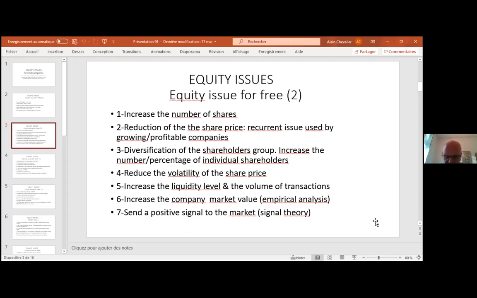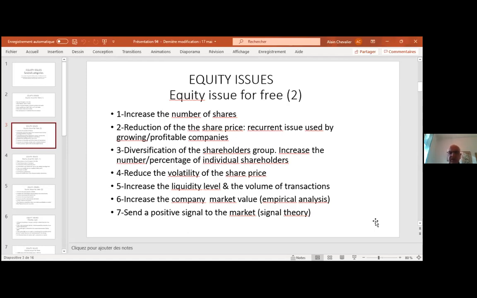A dividend decision, which is communicated to the market and to shareholders, has an impact. It is also a signal. We will see later that a convertible bond issue is also a decision which is a signal given to the market, and generally has a negative impact on the value of the company.